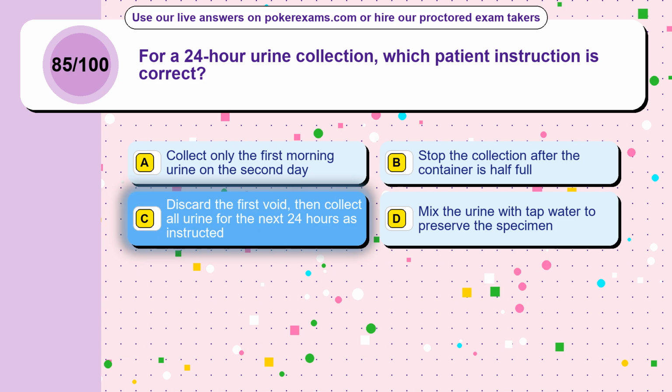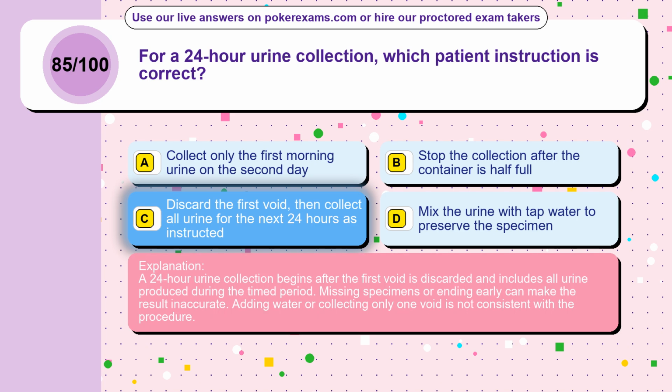The correct answer is option C, discard the first void, then collect all urine for the next 24 hours as instructed. A 24-hour urine collection begins after the first void is discarded and includes all urine produced during the timed period. Missing specimens or ending early can make the result inaccurate. Adding water or collecting only one void is not consistent with the procedure.